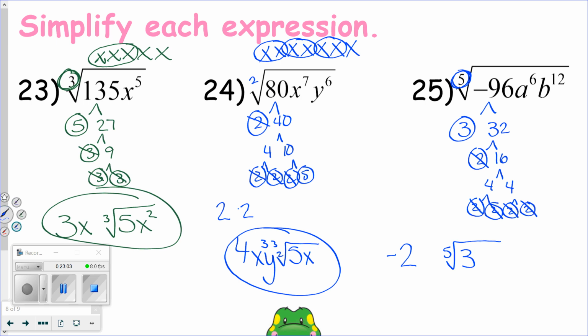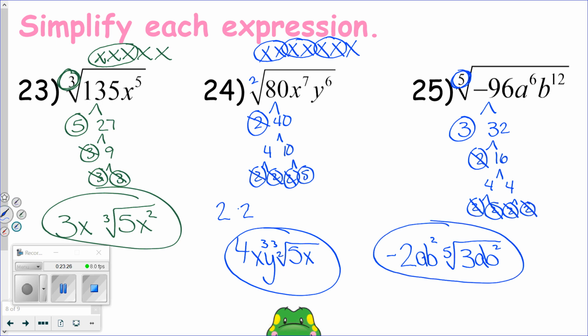All right, how about the 5th root of a to the 6th? How many groups of a can I get out of there? 1 group. Would you have any left over? You'd have 1 left over. How about the b's? How many groups of 5? 2 groups of 5, so b squared. How many would be left over? Good. I have b squared inside.